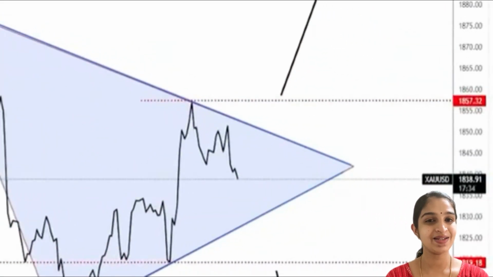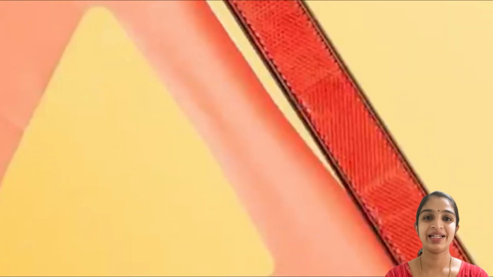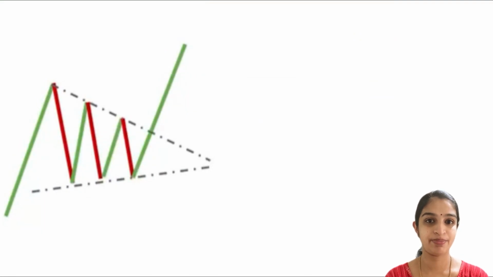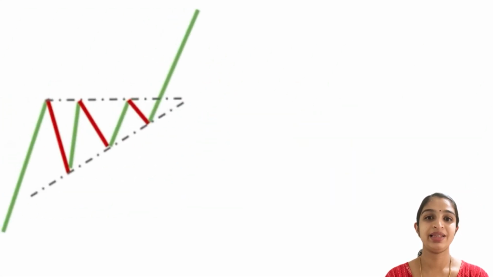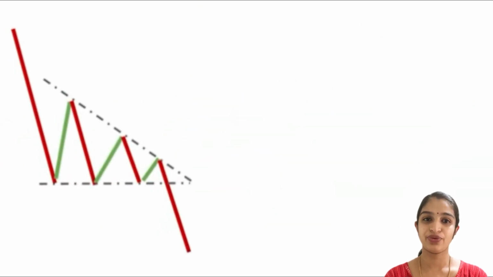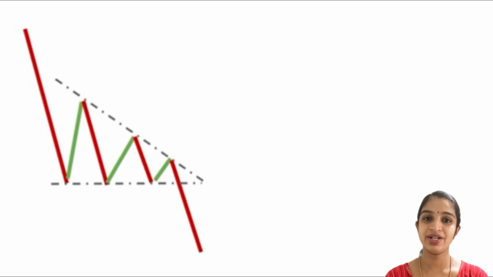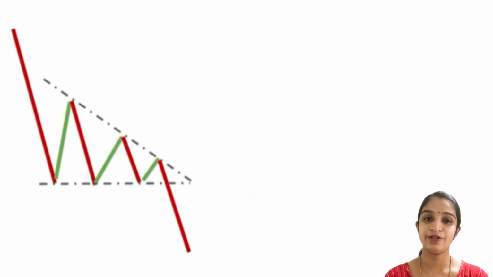To start us off, the triangle pattern can come in three different forms. The symmetrical triangle, where it's symmetrical in shape and not really trending in one direction. Then there is the ascending triangle, where the price action will slowly start moving in the upward direction. Then of course you have the descending triangle, where price action will slowly start moving in the downward direction.